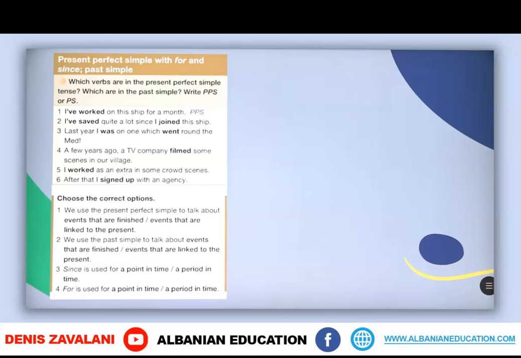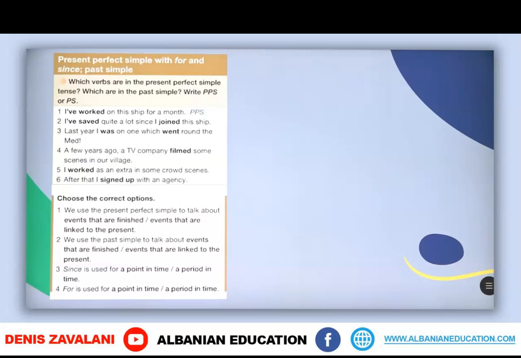We can see here that we have a regular verb. Then we've got, I worked as an extra in some crowd scenes. Again, a regular verb and past simple. Then we've got the sixth. After that, I signed up with an agency, which is again past simple and again a regular verb.